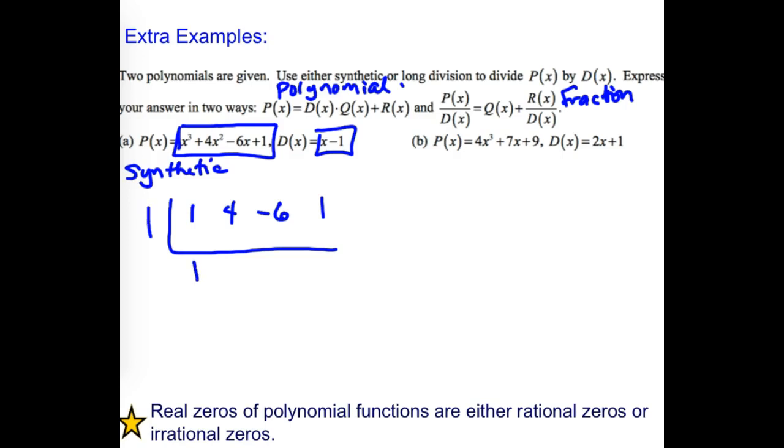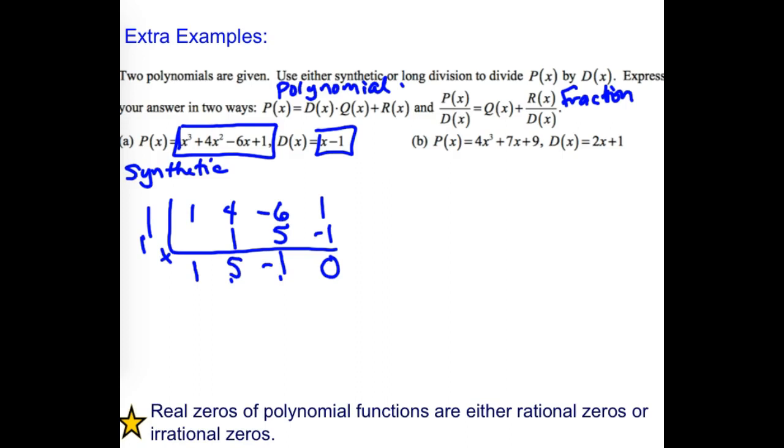Okay, we bring down our first term, we multiply these 2 together, and we write it up there. Then we add down, and we get 5. Multiplying 1 times 5 gives us 5. Adding, we get negative 1. 1 times negative 1 is negative 1. Adding, we get 0. So we have a nice remainder of 0 again.